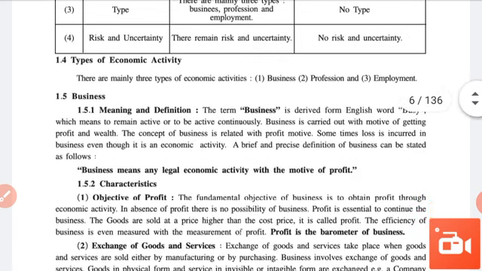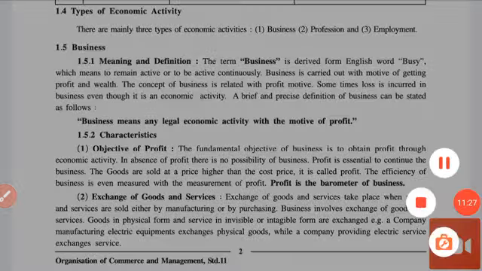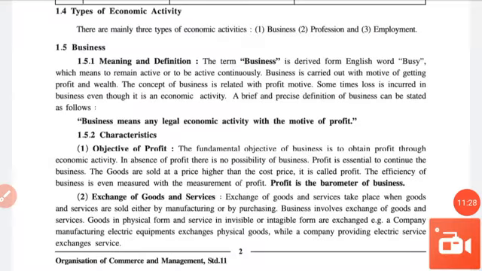Types of economic activity: there are three types. First, business. Second, profession. Third, employment. We will study in detail all three types of activity. Now we start with the first one, business. What is business?